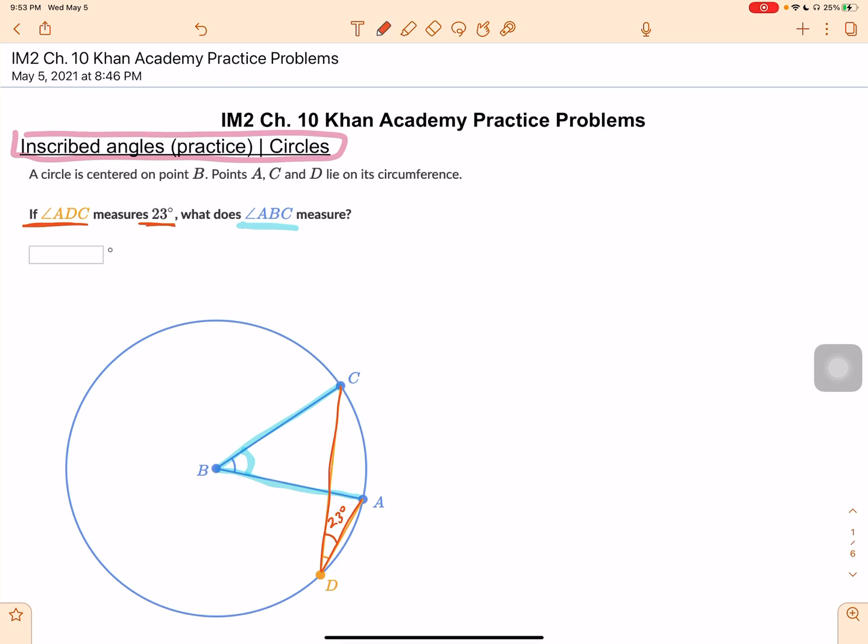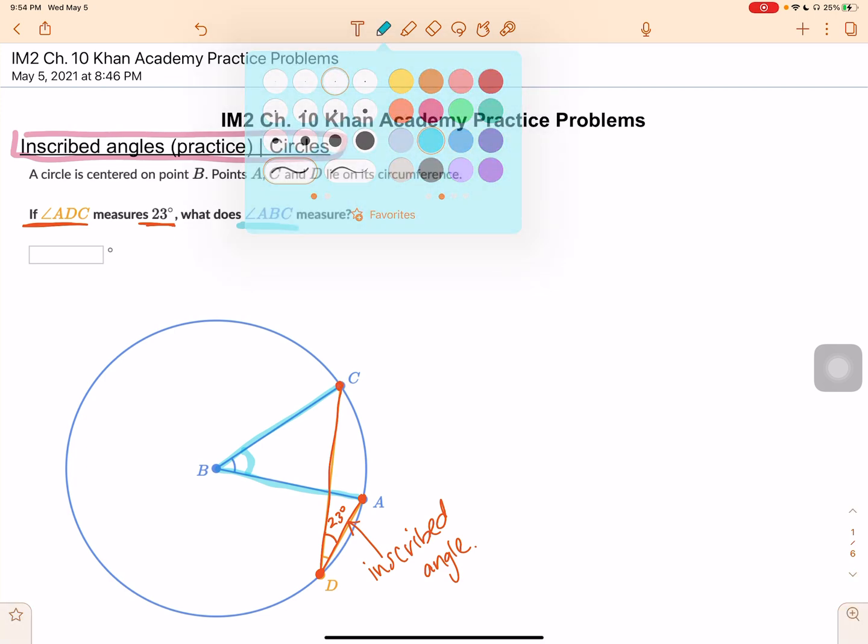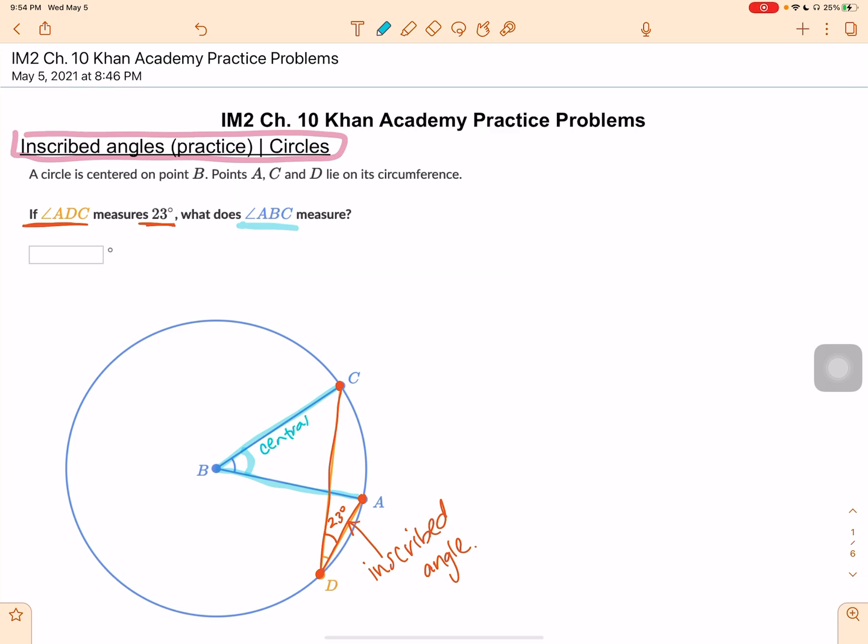Well, this orange angle here is what we call an inscribed angle. It does not go to the center, so it's an angle that's not created by being on the center, it's on the edge of the circle, but its endpoints share this same central angle. So this blue angle here is a central angle. And if you look back at your notes, we know that inscribed angles are half the measurement of central angles. So 23 is half of what that central angle is. So twice 23, double it, is 46 degrees. So the central angle must be 46 degrees here.